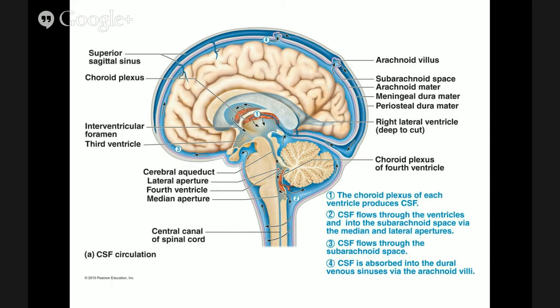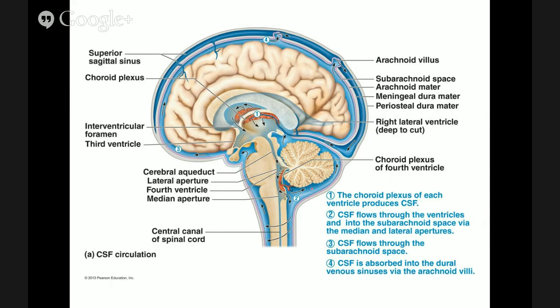And then remember, once you're in the fourth ventricle, there are several options for where the CSF can go next. It could go down the spinal cord in your central canal. It could come out one of these apertures and start circulating in the subarachnoid space of the spinal cord, or it could start circulating in the subarachnoid space of the brain.